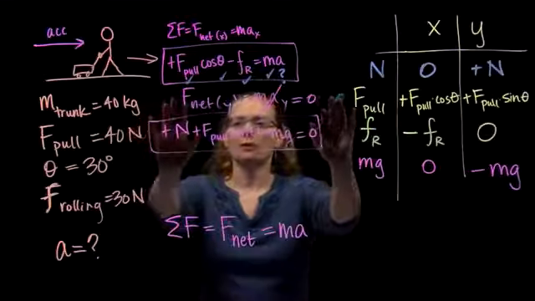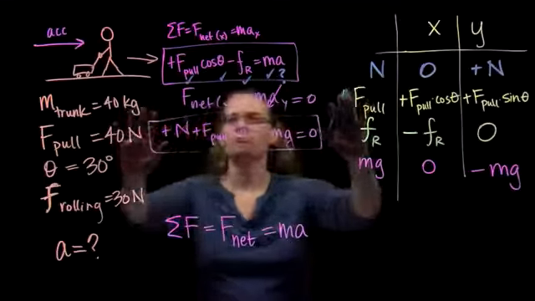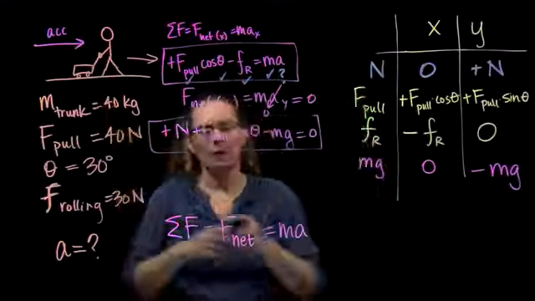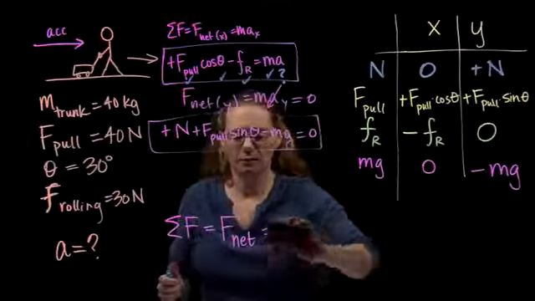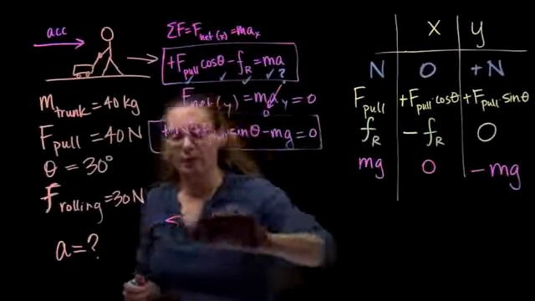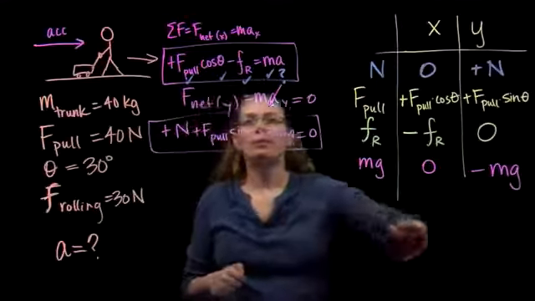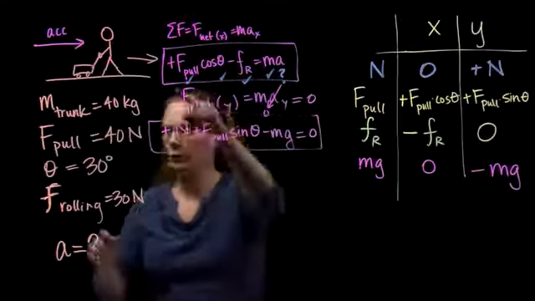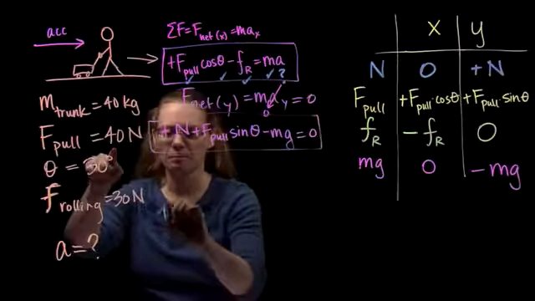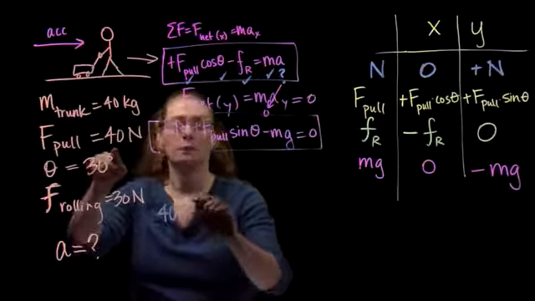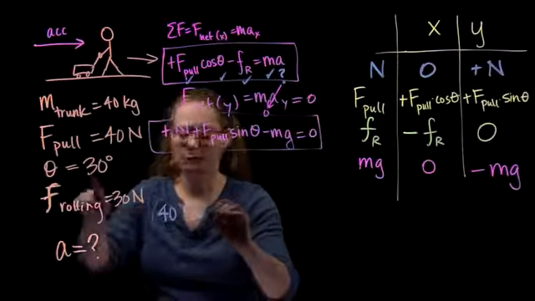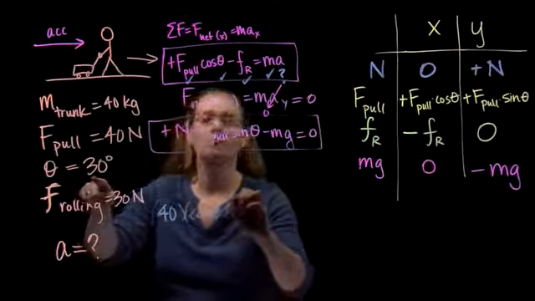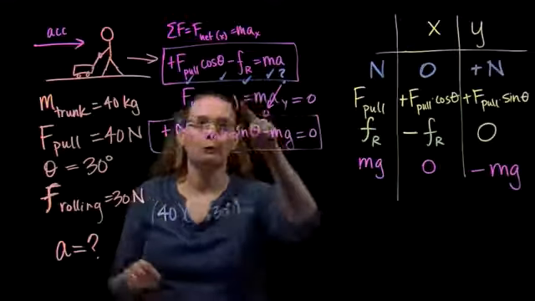So this, while it's absolutely true, the physics is good, we don't need it in this case. We can solve this problem entirely with the x direction. So we've got everything but acceleration. We can figure out what it is. So the pulling force times the cosine of theta, theta was 30, minus the rolling friction force.